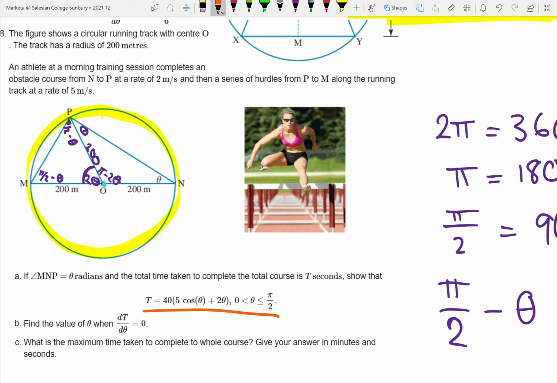So we're dealing with time, and we know that speed or velocity is distance over time, and therefore t is going to be distance over speed. So we need an equation that has the distance over the speeds. They have given us speeds of 2 meters per second and 5 meters per second, and it's saying that they do an obstacle course from N to P. So that means we're going along that line there. So let's have a look at that first.